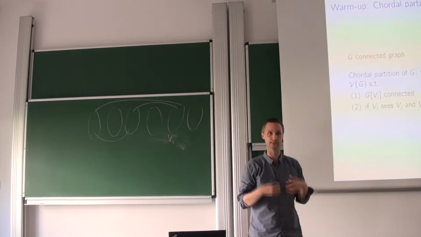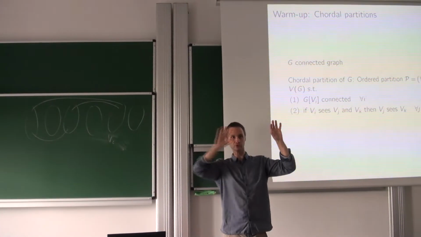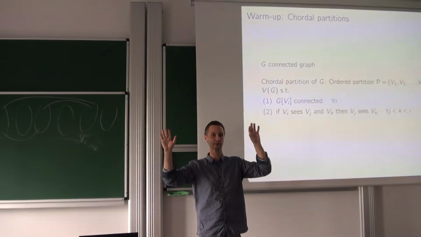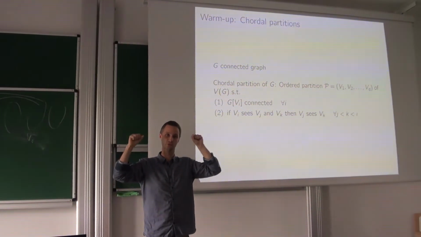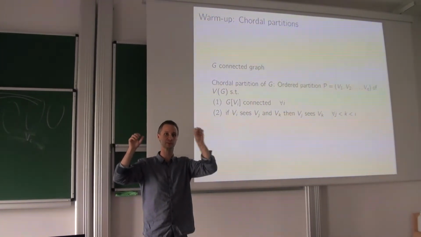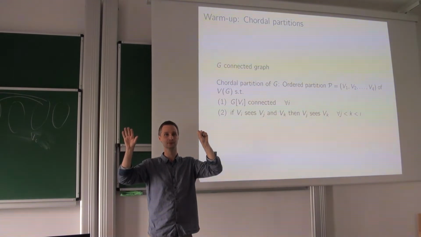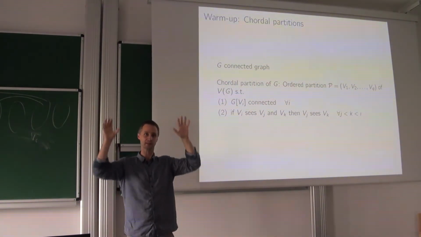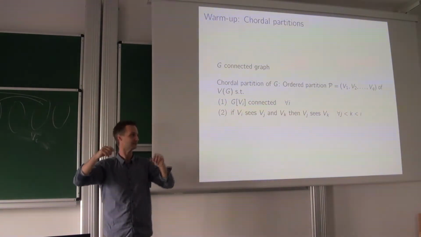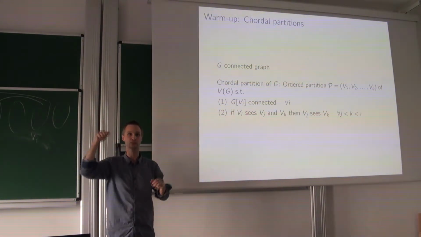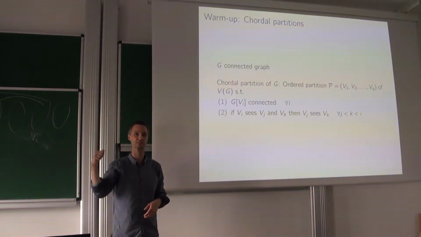That's the so-called chordality condition. So in other words, when you take a VI and you look at all the VJs that it sees before it, they should be pairwise adjacent. So when you contract each VI into a vertex, it means that what the vertex corresponding to VI sees before is a clique. Right? So now if you think of your minor where you contract each VI into a vertex, this ordered partition gives you a way to build your minor by adding a vertex each time which is adjacent to a clique.